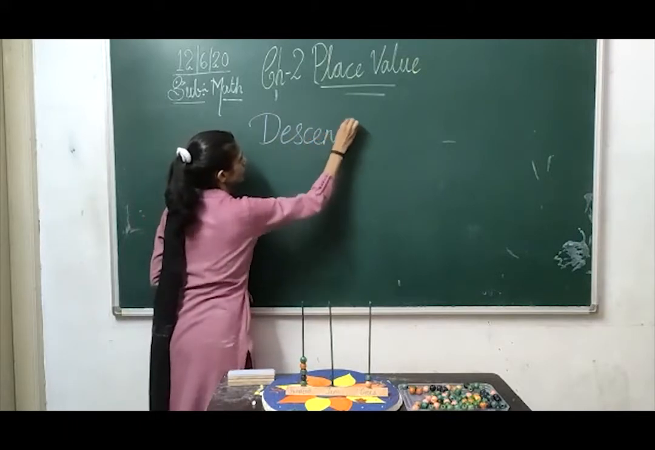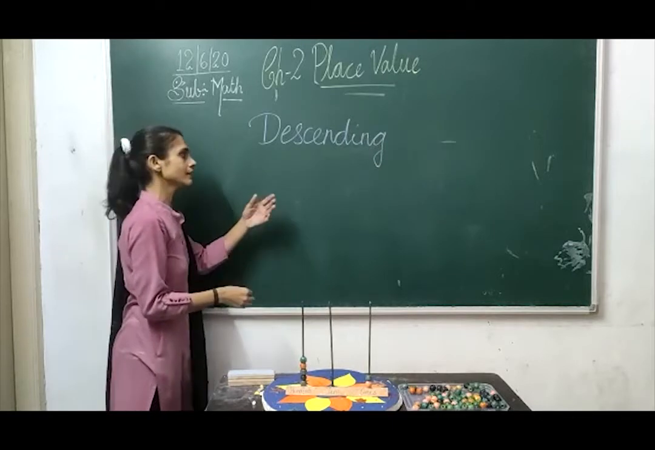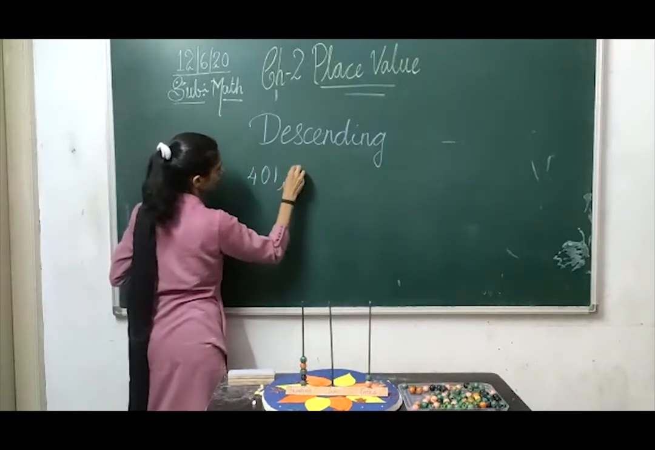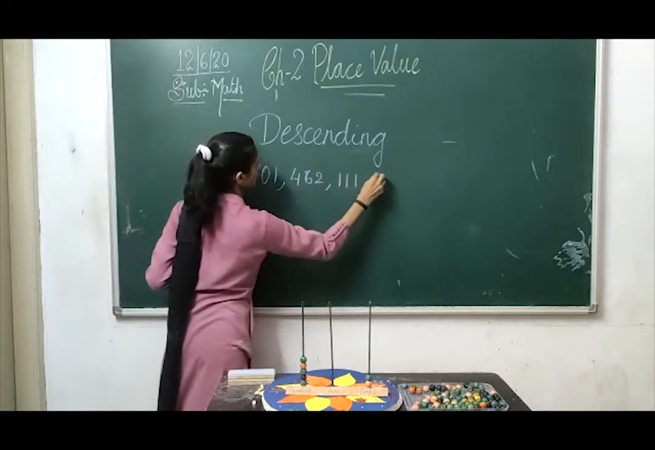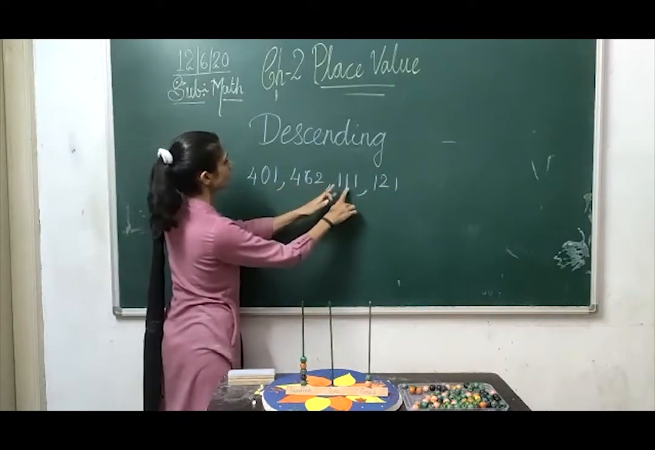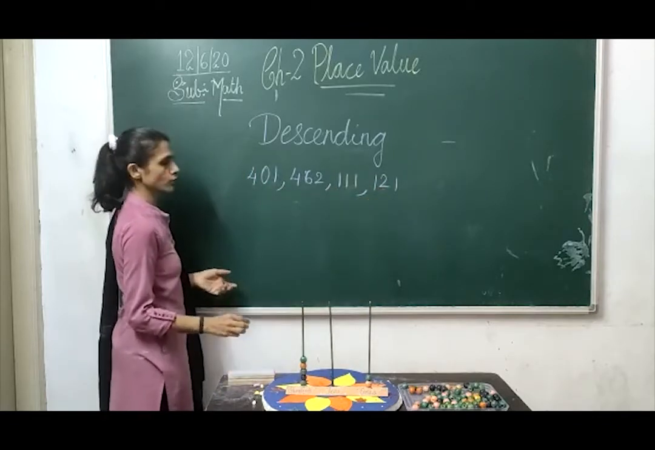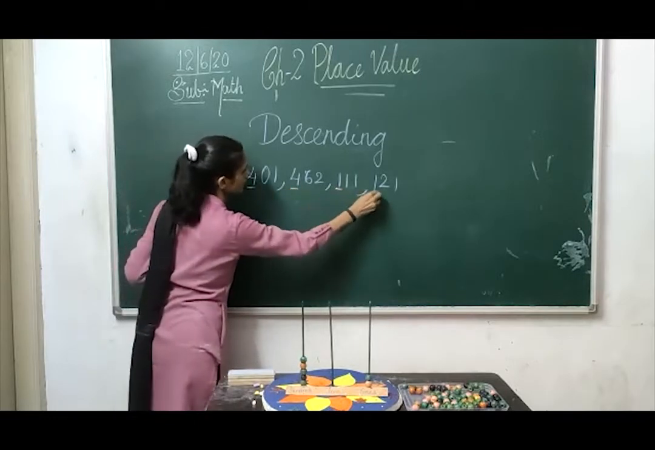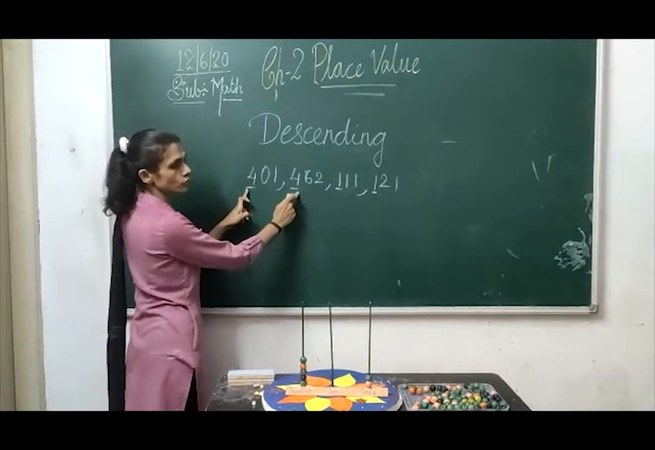Descending number, I have told you that descending number means when we are going downstairs. Okay? If I write 401, 462, 111, 121, now I want to find descending order. What do you have to do? First again the same thing, you have to underline the hundreds place. Which one is greatest? Okay, 4 is greater, but two 4s were there.